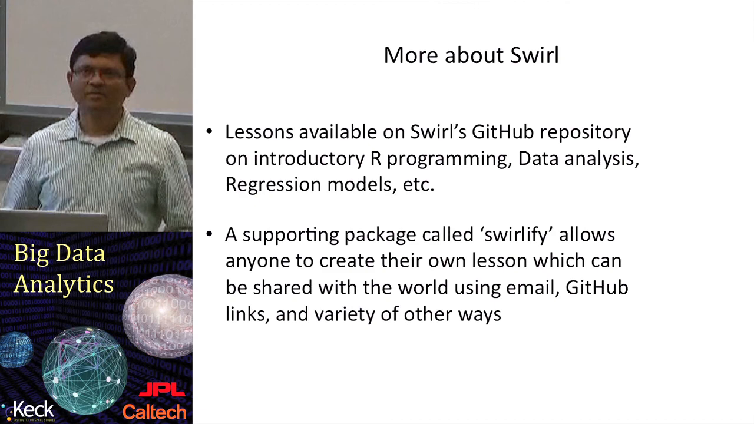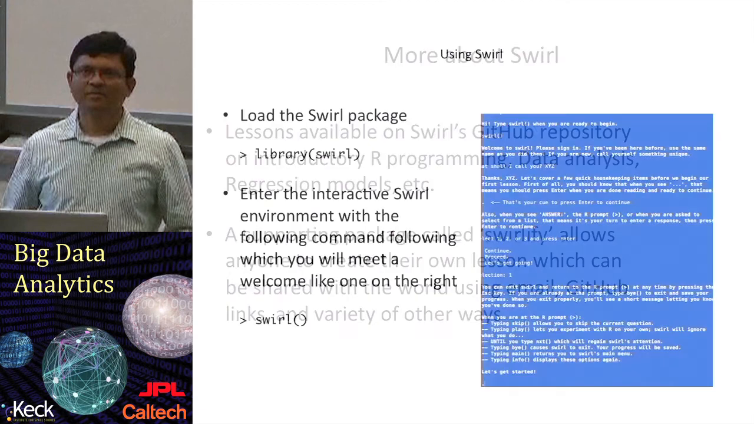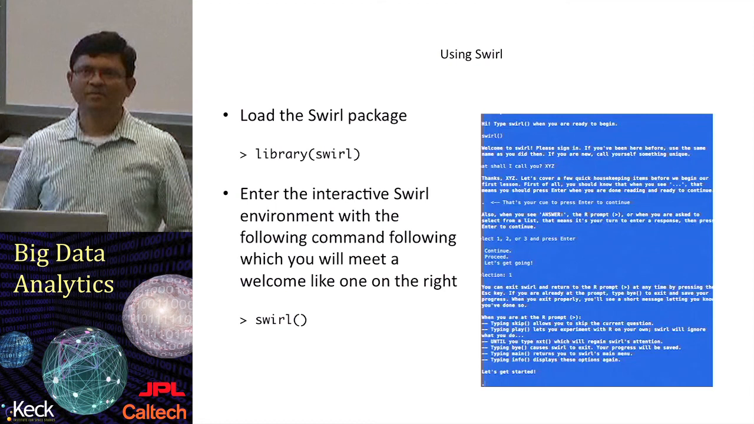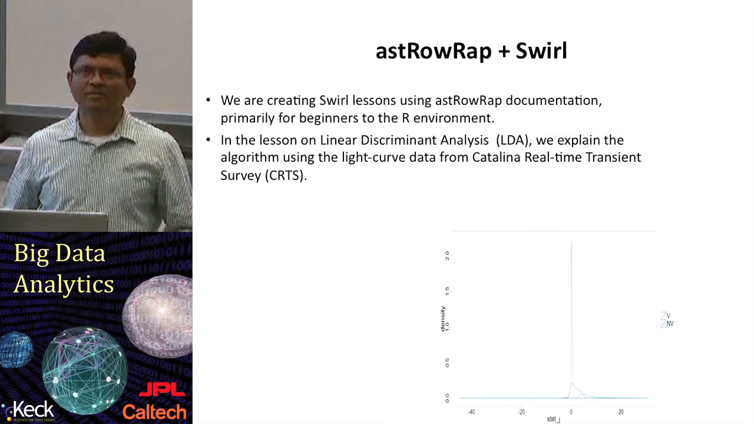So the way to load Swirl is fairly straightforward again, as usual. library(swirl) will do it for you, and simply invoking swirl() with empty parentheses will then tell you what are the different demos available within Swirl for you. And as I said, we have been combining it, and the example that you'll find in the sister website is using the linear discriminant analysis of that using CRTS data.